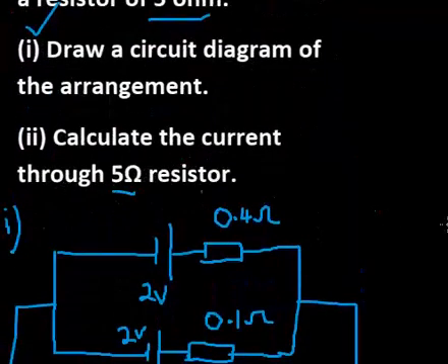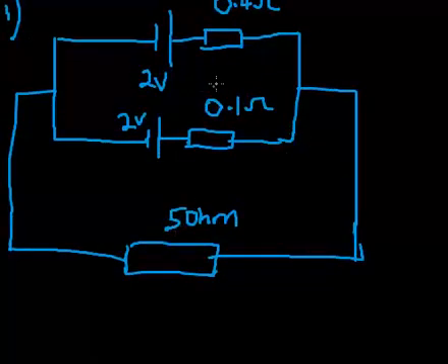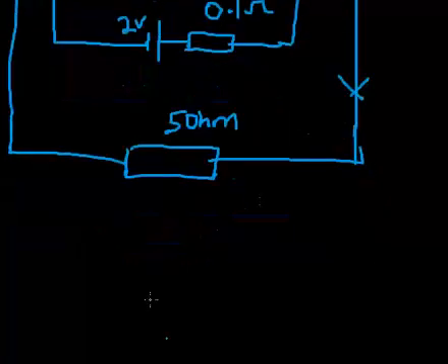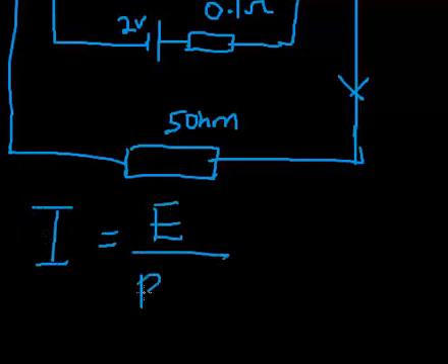Calculate the current through the 5 ohm. So I'm looking for the current through this 5 ohm. The current through this 5 ohm is the current that these two cells deliver to it. That is going to be the total current. Don't forget the formula: current delivered by a cell is given by the EMF of the cell all over capital R plus small r. I'll give you this formula.